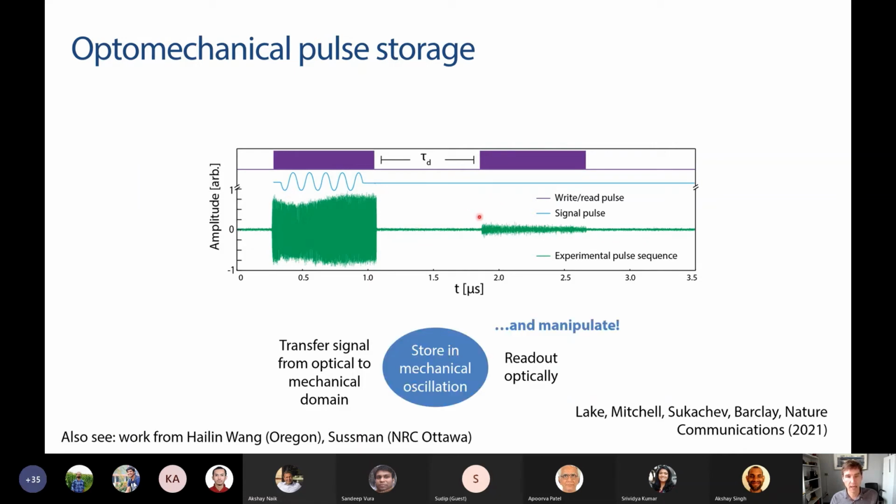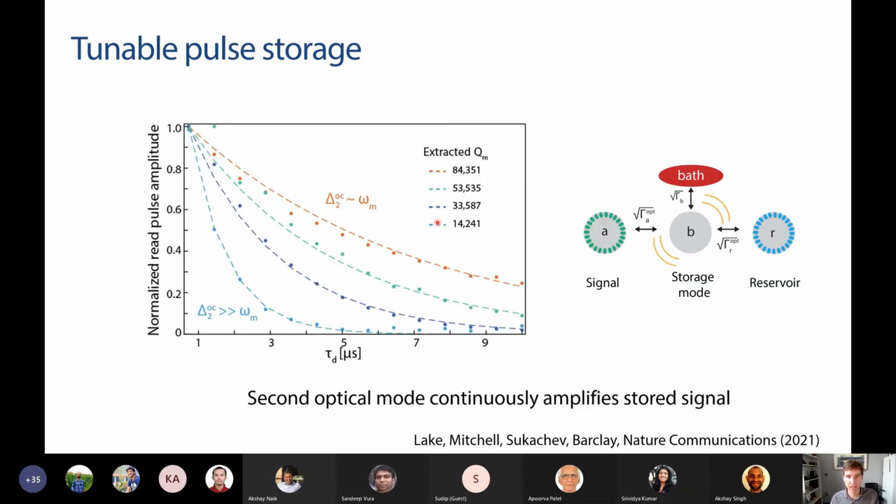We then added an element to this where, during this storage process, we turn on another optical field at a very different wavelength, which re-amplifies whatever mechanical motion is present in the signal through something called optomechanical backaction. And we showed that in this way we can actually extend the storage time of our optical memory by about an order of magnitude.